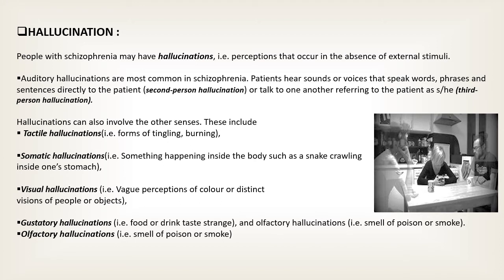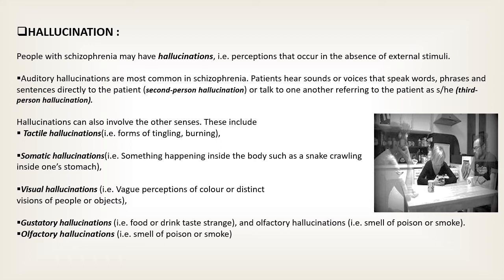Next, we have hallucination under positive symptoms. So people with schizophrenia may have hallucinations. What is hallucination? Hallucinations are perceptions that occur in the absence of certain external stimuli. So the external stimuli is absent, but the person still has perceptions and sensations that there is something, but in reality there is nothing. So there is no logical explanation again over here.